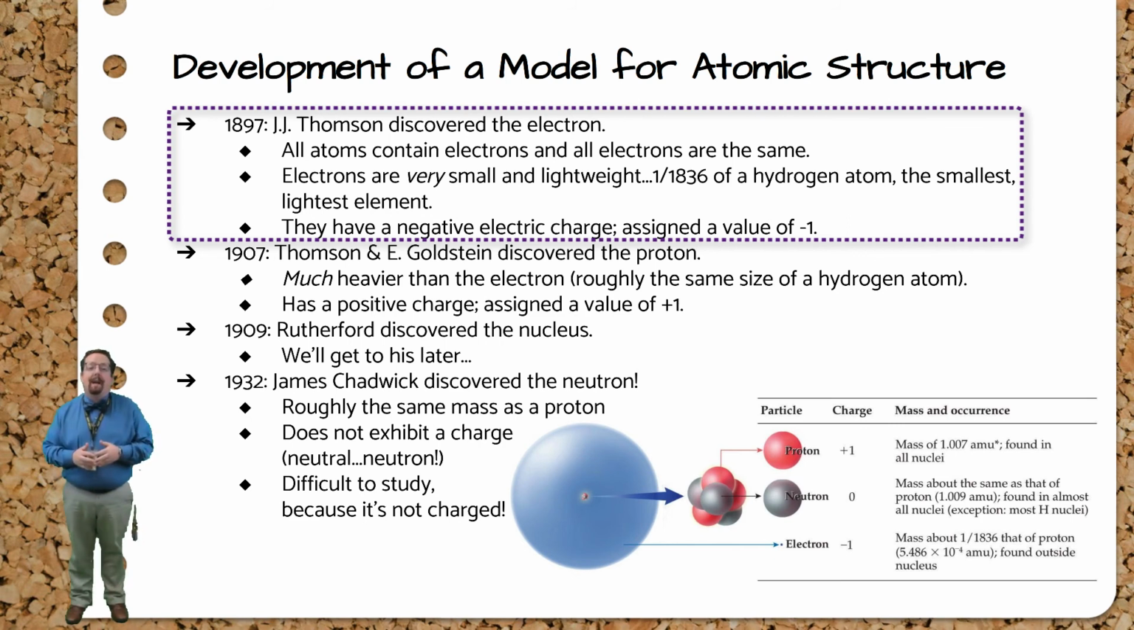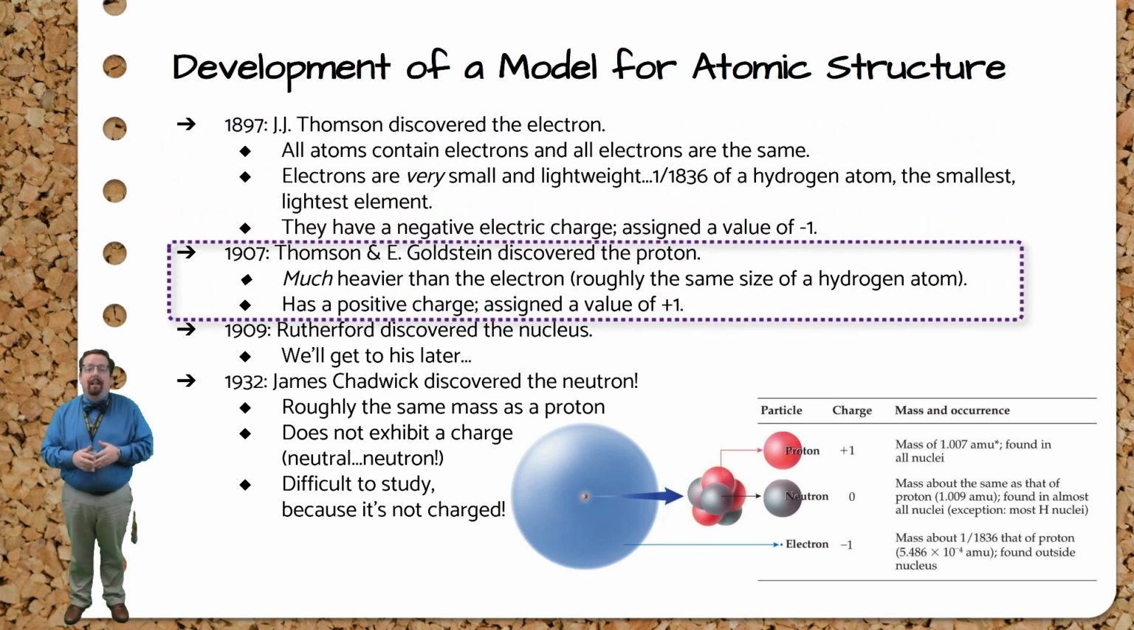Thomson's experiments and observations led him to believe that all atoms contain electrons, and all electrons are exactly the same. He also found that electrons are extremely small and lightweight, about 1/1836th the mass of a hydrogen atom, which is the smallest and lightest element. Lastly, he discovered that they had a negative charge, which we assign a value of -1.